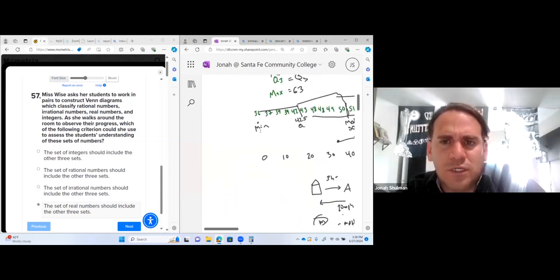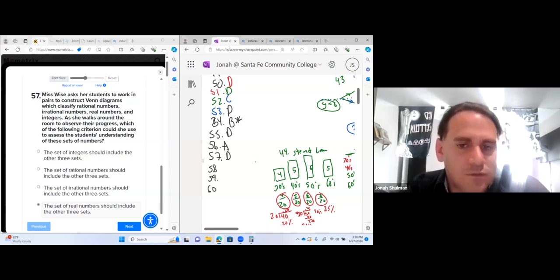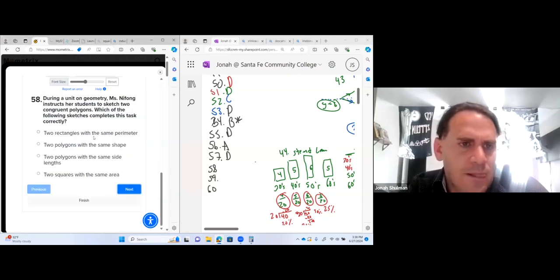All right, let's see what else we got. I got 58, 59, 60. All right, let's go to 58. During a unit on geometry, Mrs. Naifeng instructs her students to sketch 2 congruent polygons. Which of the following sketches complete the task?